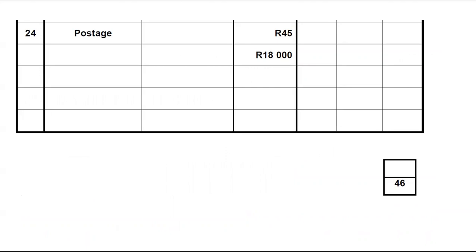And we will credit petty cash because that's an asset. It was paid from petty cash. Assets will have minus, owner's equity will have minus because postage is an expense, and liabilities will be 0.